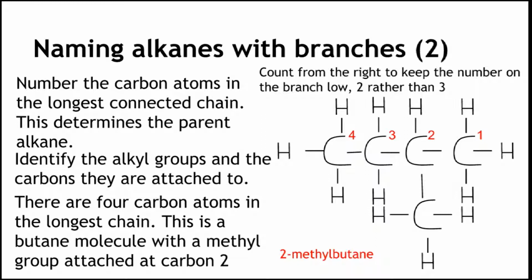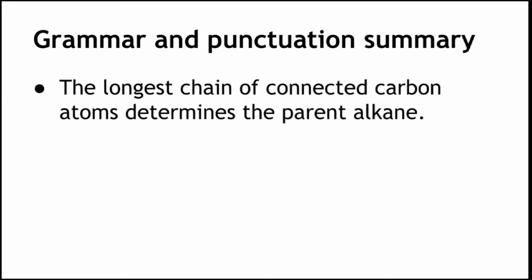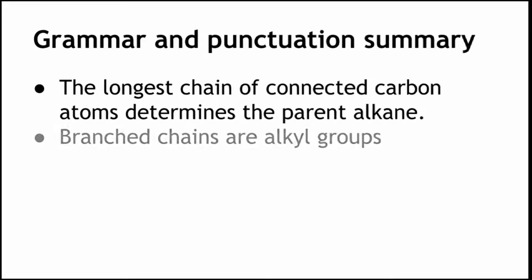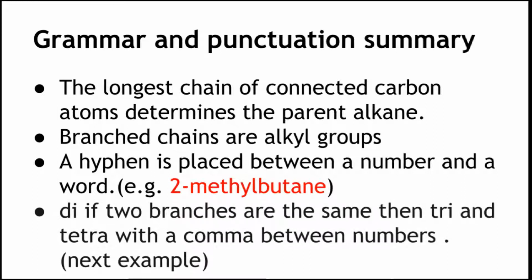4 carbon atoms, it's butane. A methyl group attached, it's methylbutane. Attached at carbon 2, it's 2-methylbutane. Who says chemistry is difficult? Even complete numpties can do it if you just apply yourselves a little bit. Check out the grammar and punctuation stuff here. And then we'll ask ourselves the question, well, what happens? How do we handle this if there's more than one branch attached? So onwards and upwards to the next example.